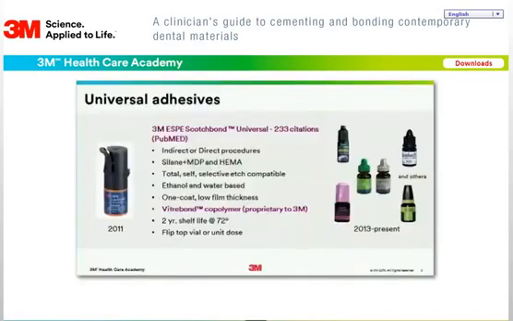But the one thing I do like about this product, it has a proprietary agent, Vitrebond copolymer, which makes for a much more moisture-tolerant situation, and also produces very, very good bond strengths. And this is proprietary to this particular product. This particular product also has a shelf life of 2 years and is a very, very easy system to use.